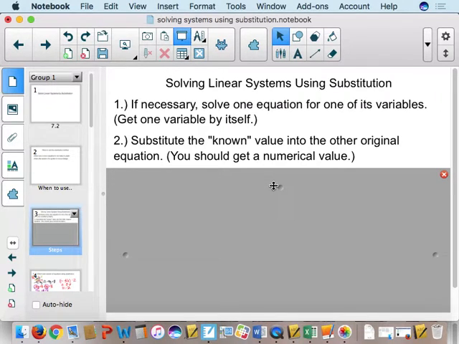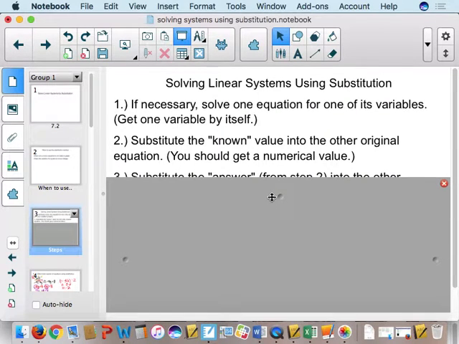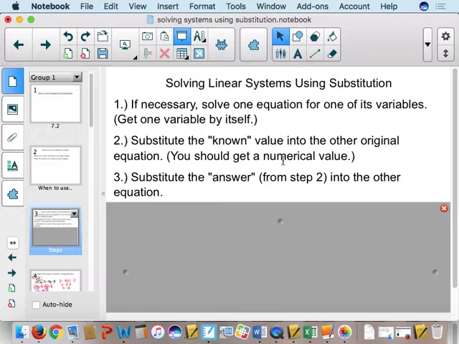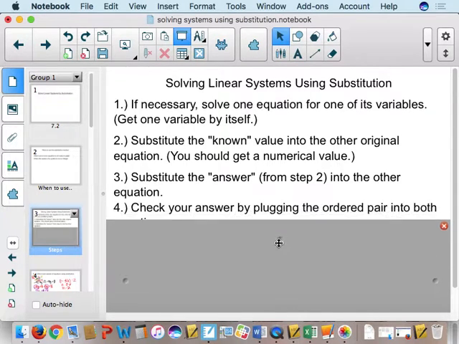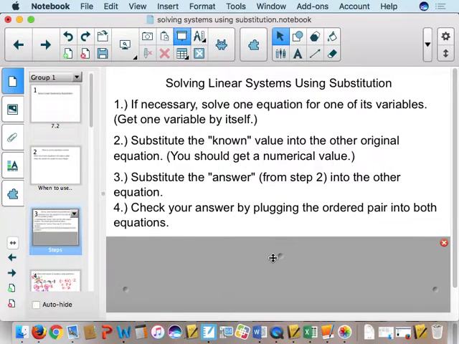And I know this doesn't make a lot of sense right now, but these steps will prove themselves when we do an example all together. Step 3. You're going to take that answer from step 2 and substitute it into the other equation. Step 3 is very quick compared to step 2. In step 4, now that you have your answer, you're going to plug the ordered pair into both equations to make sure it works.